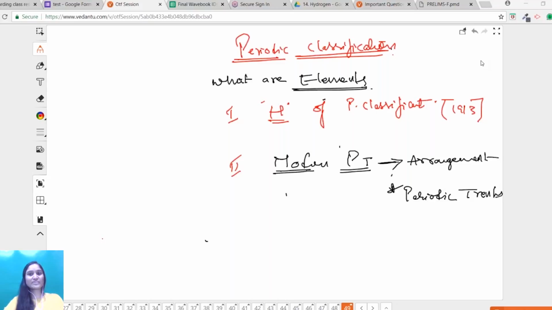Okay. So now my first question for all of you is, in the periodic table, what are we talking about? Are we talking about elements or are we talking about compounds? I want to see everyone answering. In the periodic table, what are we talking about? Elements or compounds? We're talking about elements. That's good.